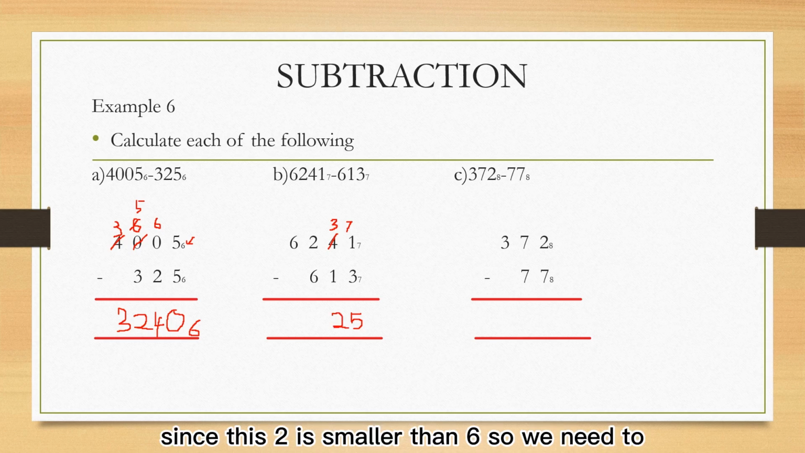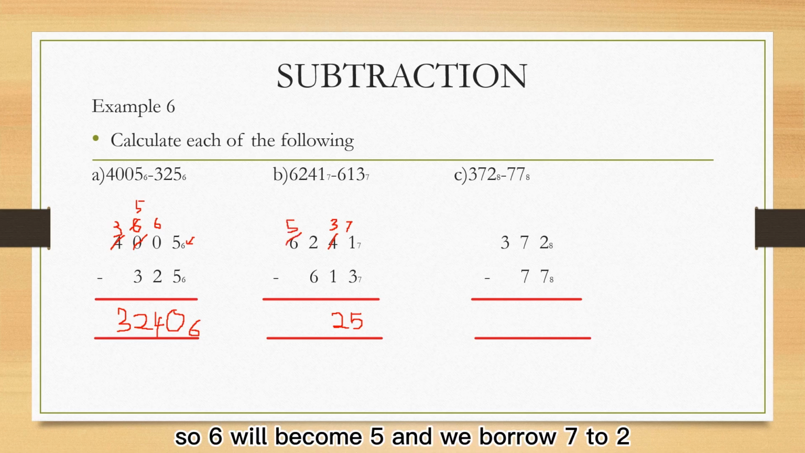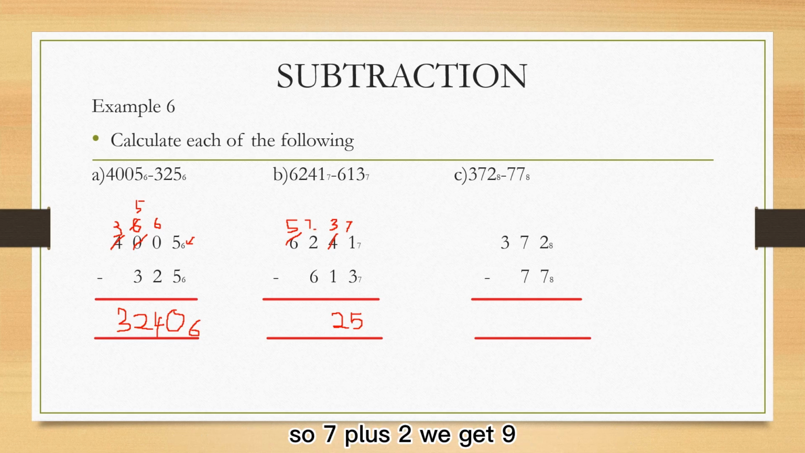Since this 2 is smaller than 6, we need to borrow from here. So 6 will become 5, and we borrow 7 to 2. So 7 plus 2, we get 9. 9 minus with 6, we get 3. Okay, so same. 5 minus nothing, we get 5. Yeah, so base 7. So the answer of this question is 5325 base 7. Let's move on to the last question.